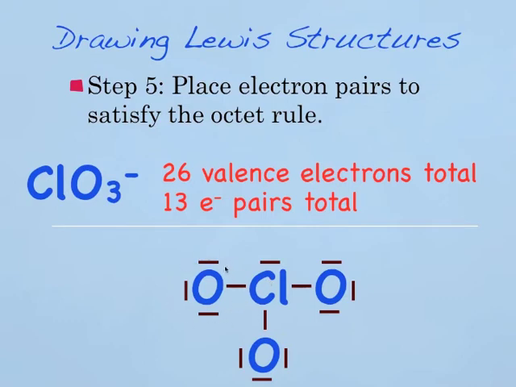This oxygen has 8 electrons available to it. Chlorine, we already said, has 8 electrons available to it. This oxygen has 8 available electrons. This oxygen has 8 available electrons. And just a quick count to make sure that we haven't cheated here. We should have had 13 electron pairs. That's 1, 2, 3, 4, 5, 6, 7, 8, 9, 10, 11, 12, 13 that we placed. So we have placed the correct number of electrons and satisfied the octet rule.